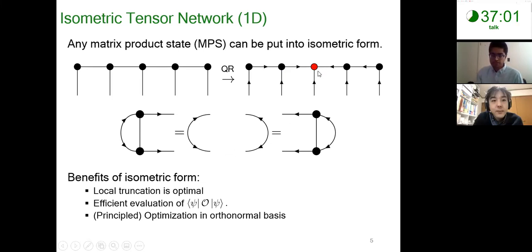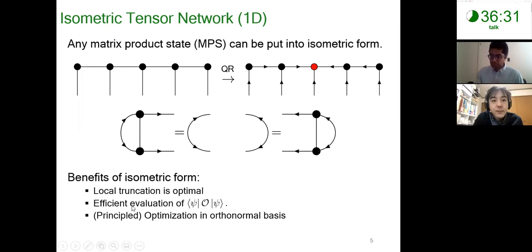And this red dot here is the isometric center, or the orthogonality center, and this indicates that this is a representation of the wave function in the space of the physical leg and the 2 ancilla bond dimensions. The fact that we can do this exactly, moving from a standard MPS into an MPS in isometric form, has a lot of helpful properties, including the fact that local truncation is optimal. So if we focus on this orthogonality center in red, we can then do truncation in a principled fashion.